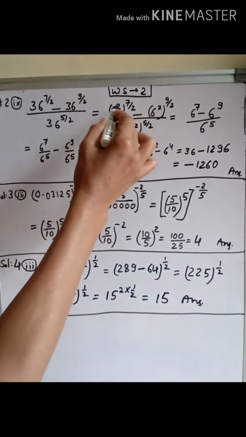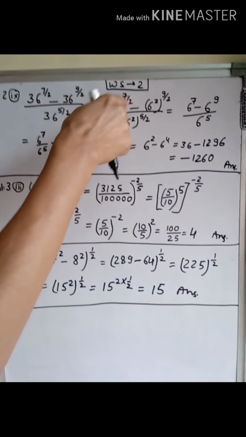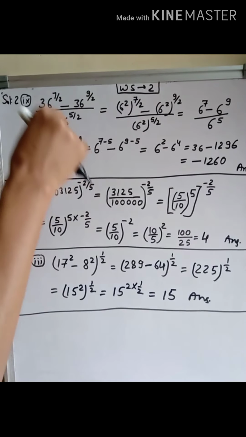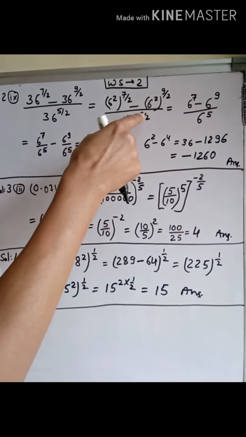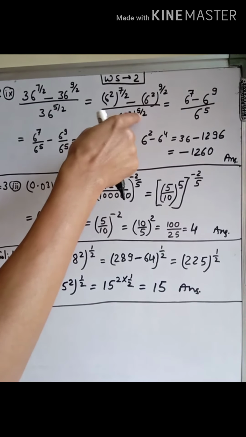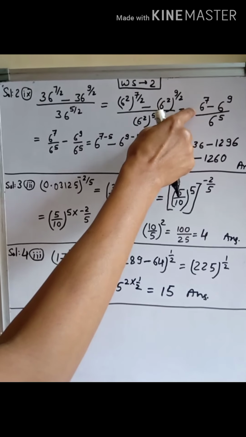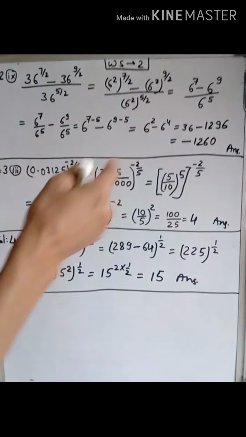Next, this 2 cancels, because power to the power means the powers are multiplied. So 2 into 7 upon 2, cancel, 7. Similarly here, 2 cancel, 9. Here 2 multiplied by 5 upon 2, cancel, 5. So the result of this expression is 6 to the power 7 minus 6 to the power 9 upon 6 to the power 5.